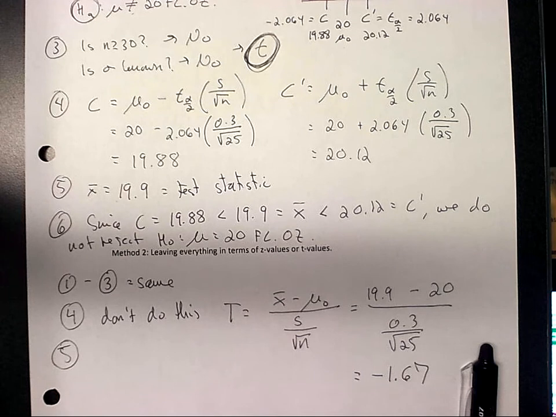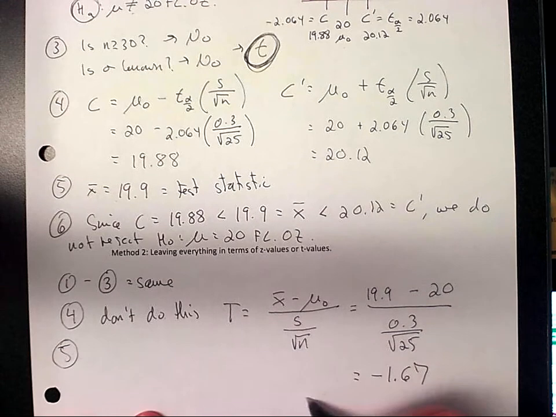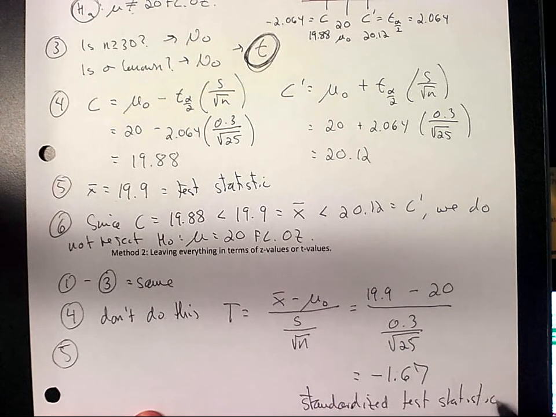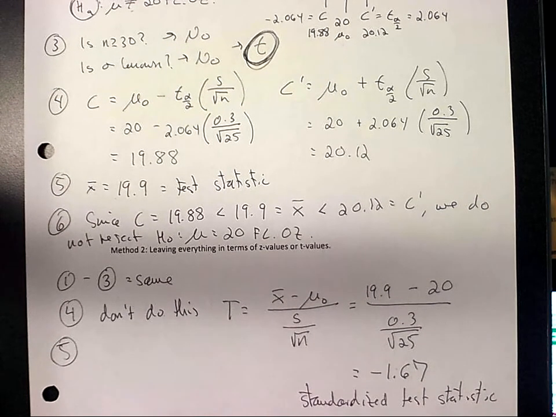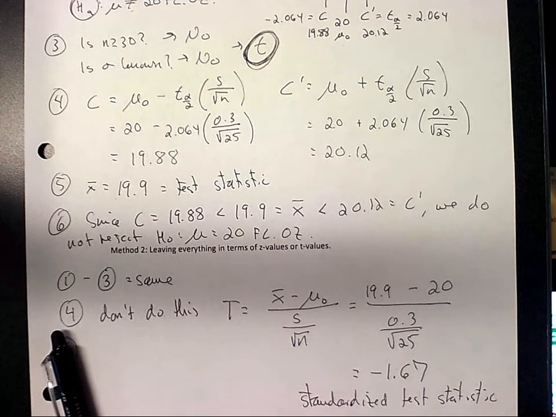Now that we have a t value of negative 1.67, let me first ask you guys, what is the technically correct term for this t value? Standardized test statistic. Good. So this right here is our standardized test statistic. And what are we going to compare the standardized test statistic to? Awesome. Negative 2.064 and positive 2.064. Obviously, negative 1.67 is between those two values.